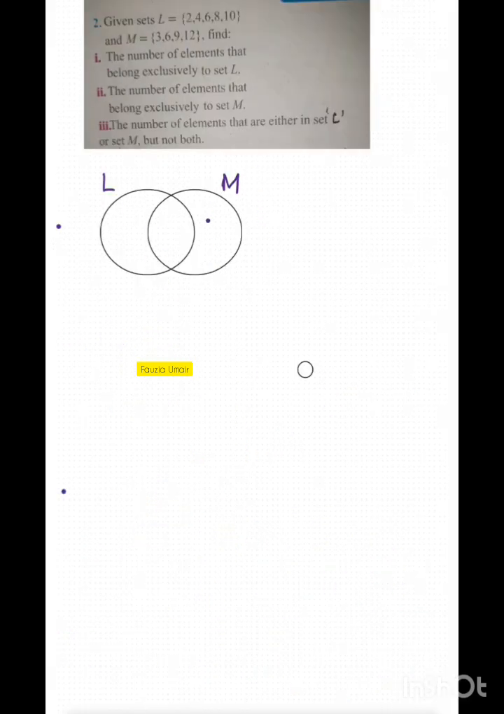Six is the only element which is common, so I will put 6 here, and the rest of the elements of set L are 2, 4, 8 and 10. So the rest of the elements of set M are 3, 9 and 12.